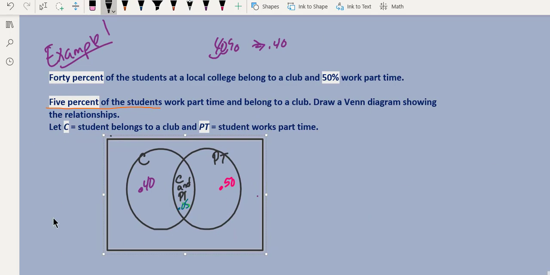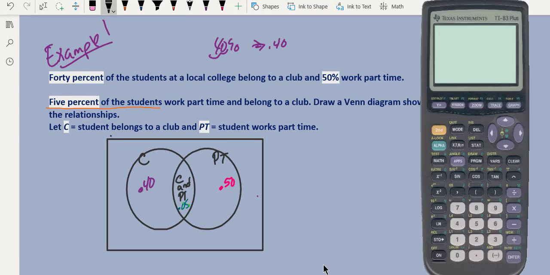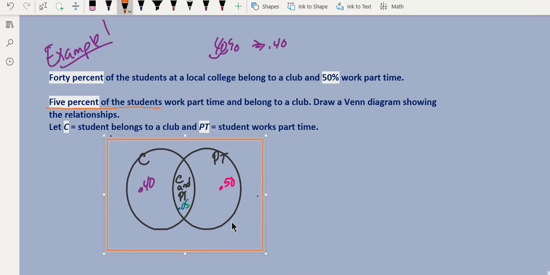Now, let's see if we add up all to 1. So 0.4 plus 0.5 plus 0.05, that means we have some extra information hanging on the outside. Just make sure I got my right answer. 0.4 plus 0.5 plus 0.05 gives me 0.95. So again, we have some space that is hanging out on the outside here, which will be 0.05.